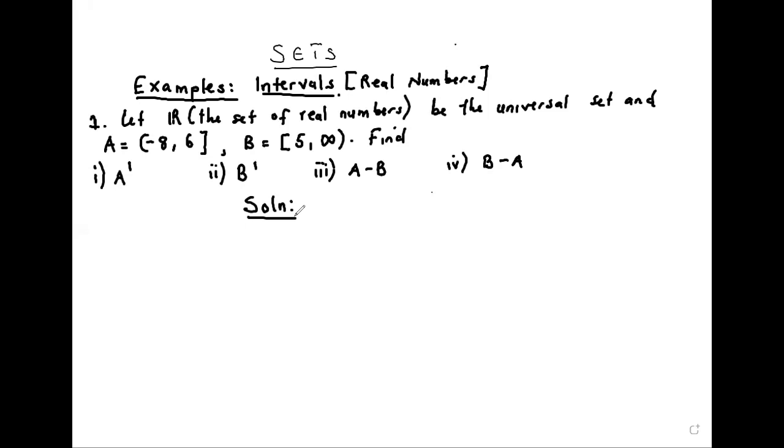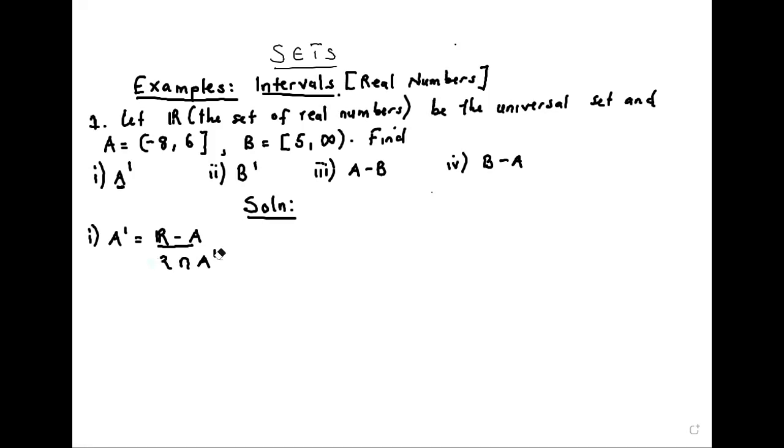So in this case, we want to find A complement. A complement can also be described as the universal set R minus A, which you can also describe as the universal set R intersection A complement. Here I'll just give you the notations.